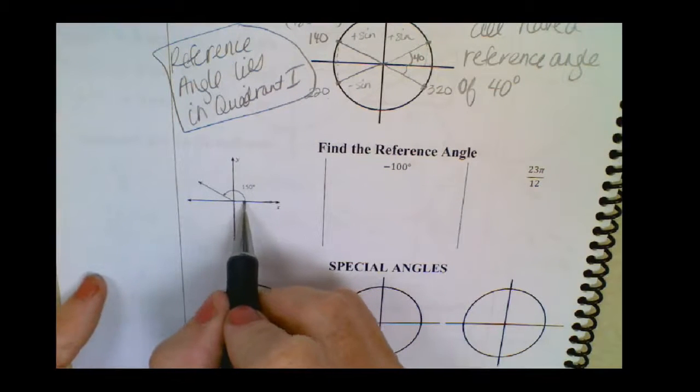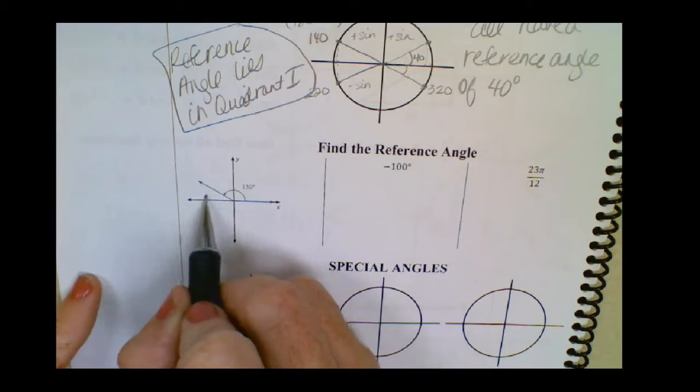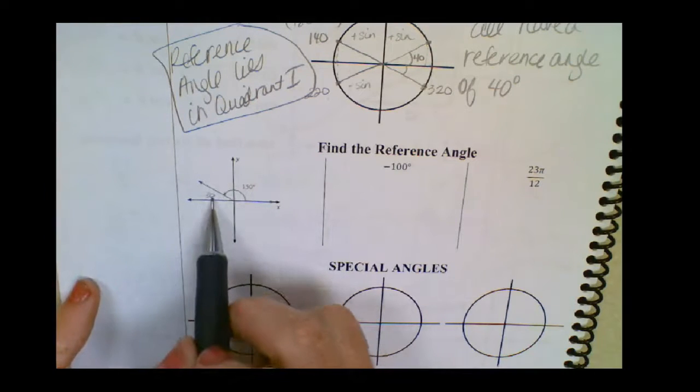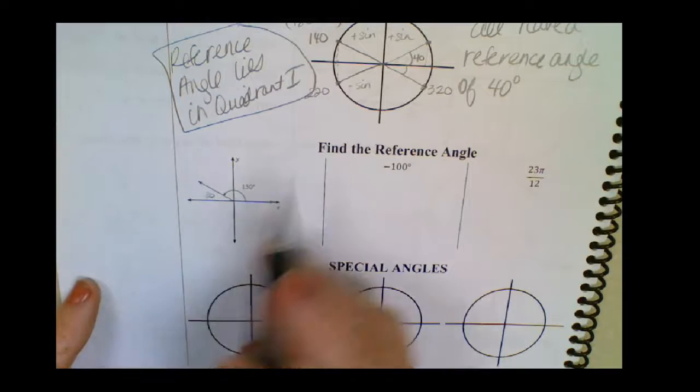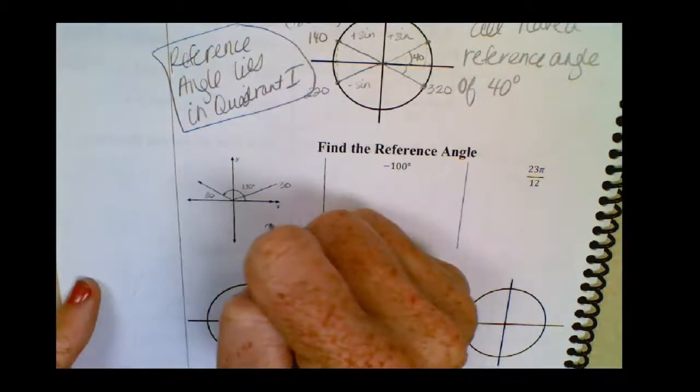Okay, all right, so let's go down here and we'll figure out the reference angle. One way you can look at this is that 150, well, that is a 30 degree angle here because it's 30 more degrees back to the x-axis. So its reference angle would be a 30 degree angle. So that would be 30 degrees.